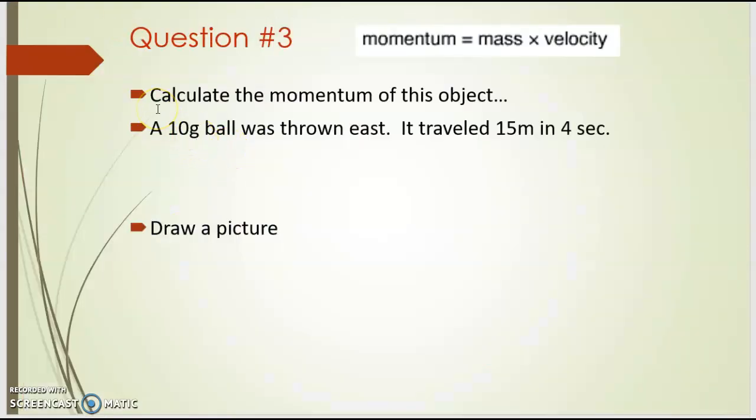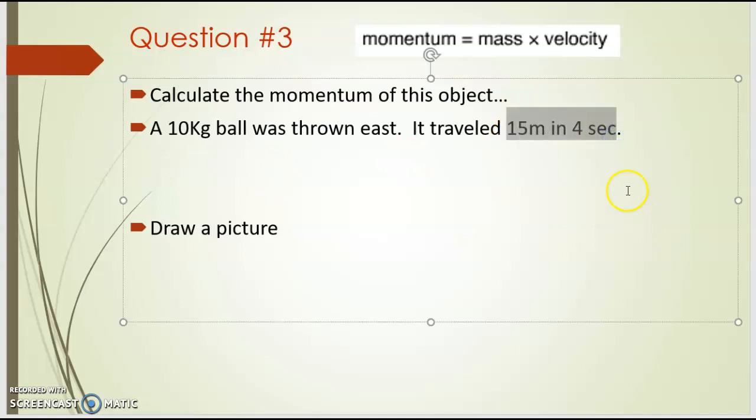Over here, calculate the momentum of this object. A 10-gram ball. That should be 10 kilograms, sorry. Let's make it 10 kilograms just for the units. A 10-kilogram ball was thrown east. It traveled 15 meters in 4 seconds, right? We know velocity is meters per second, so our first step is to figure out the velocity.